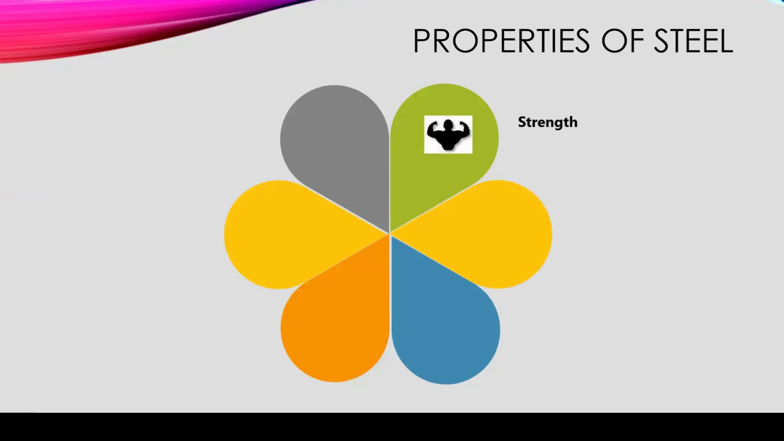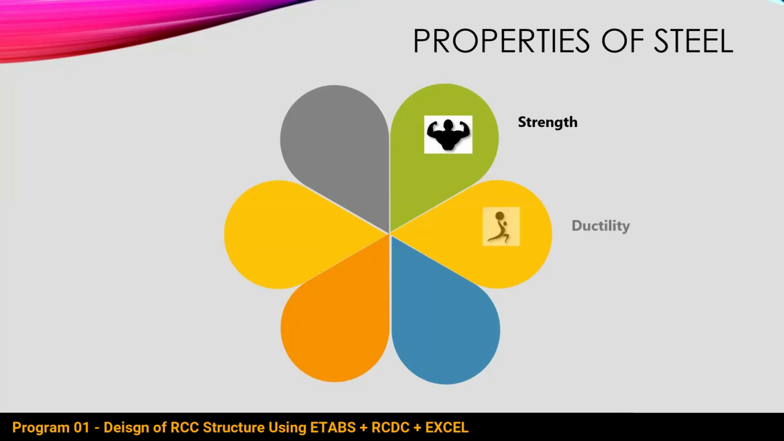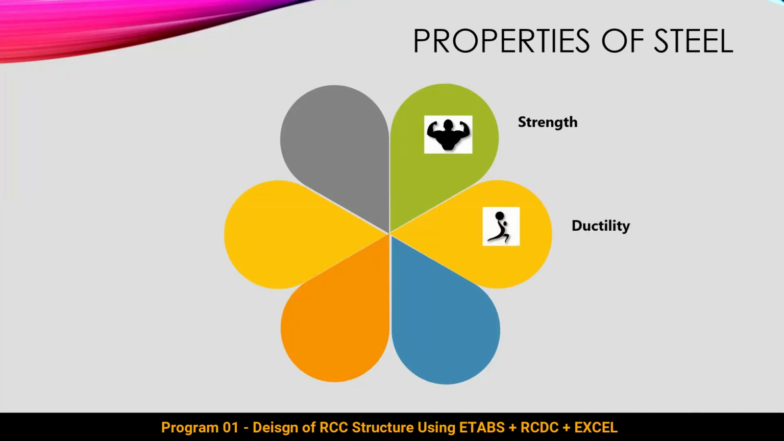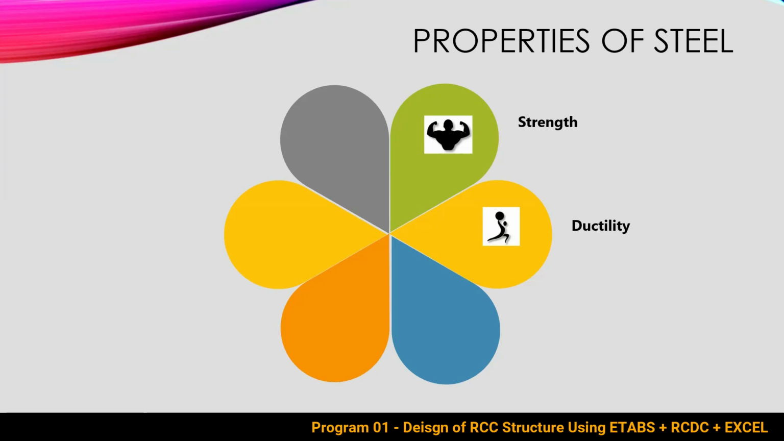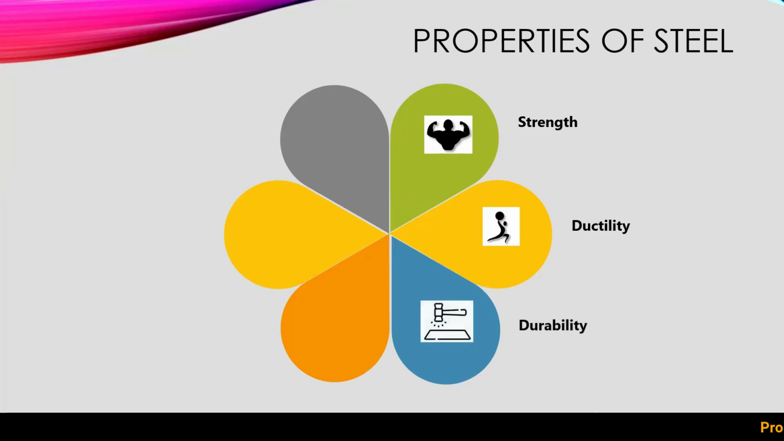The number one advantage and the number one property of steel, of course, is the strength. It has some particular structural strength. That is the reason steel is used as a structural member. Second, it is a ductile member. What does ductility mean? That means it can bend and again it can regain its original shape. Third, it is durable. So when you apply force over it, it won't easily break. It is a durable member.